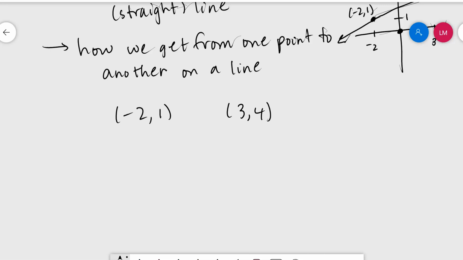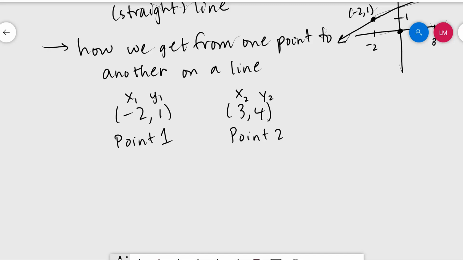Now remember, I told you I like to make the one on the left point 1. That's why this is x sub 1, y sub 1, because the -2 is the x coordinate of the first point, and the y is the second coordinate in that point. So there's your x1 and your y1. This is point number 2, so this is x sub 2, y sub 2.